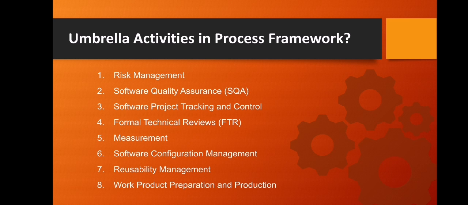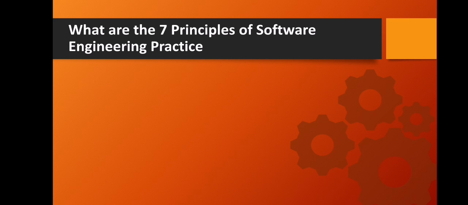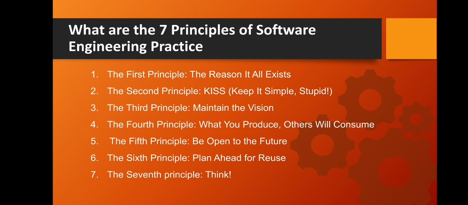We now go to the 7 principles of software engineering practice. So the first principle is the reason it all exists. A software system exists for one reason, and that is to provide value to its user. The second principle is KISS, short for keep it simple, stupid.